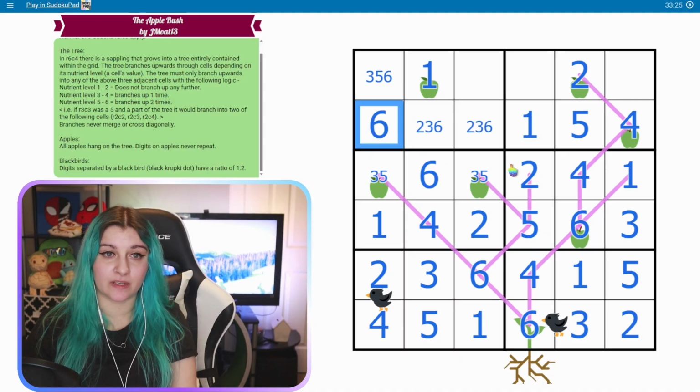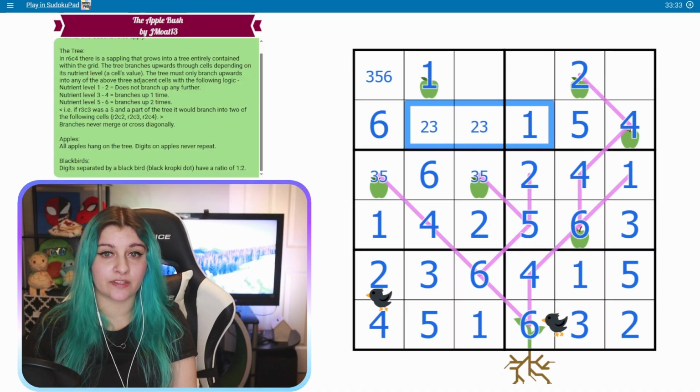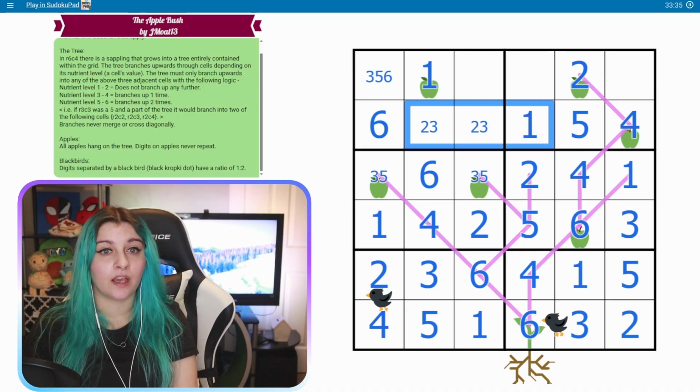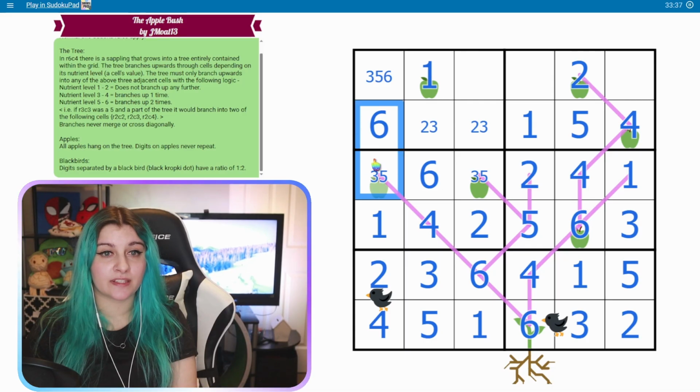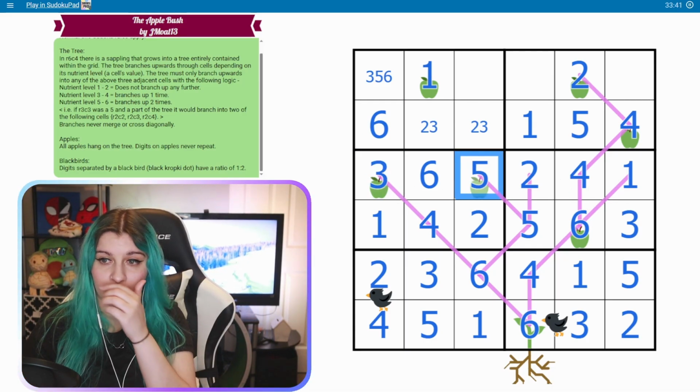This is going to be a 6 because of Sudoku. So I don't want a branch here. I am going to have a branch here, here, here. All of these are going to have branches on them. I don't want this to be the 5 because I don't want to branch onto a 6 here. This is going to be a 3. This is going to be a 5.